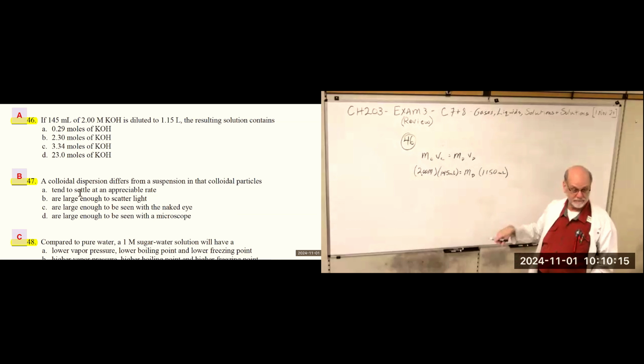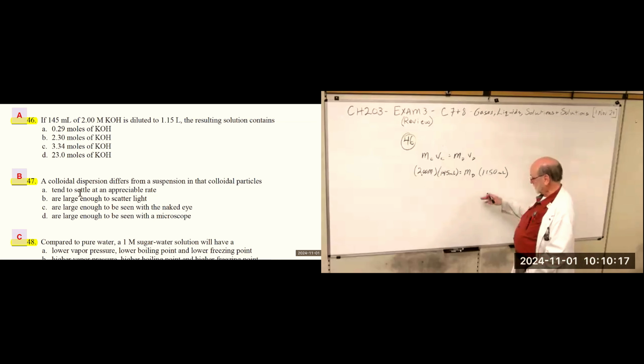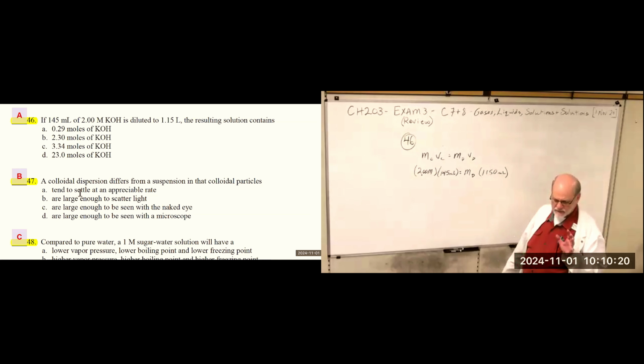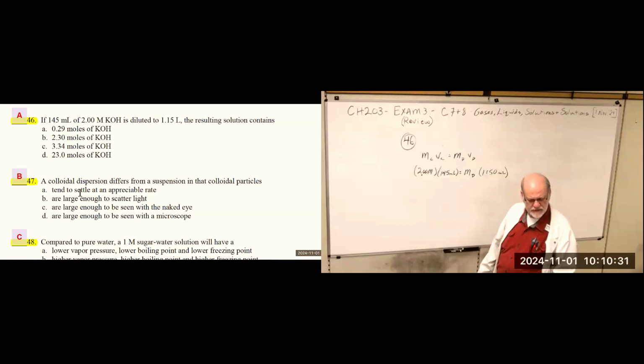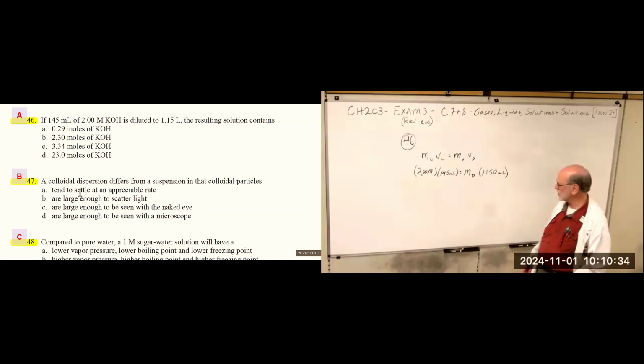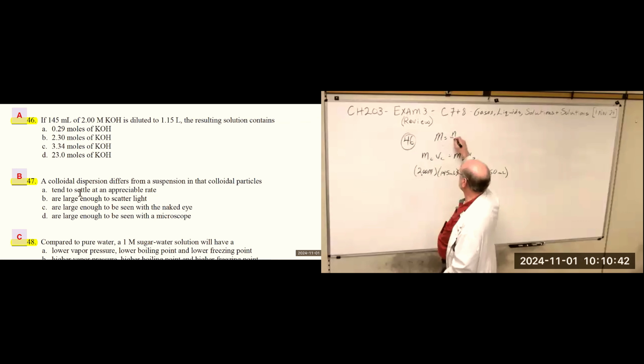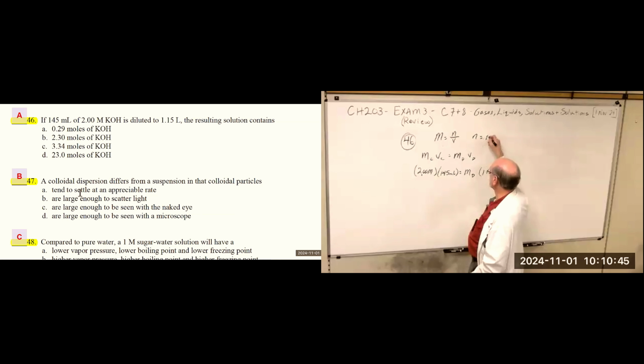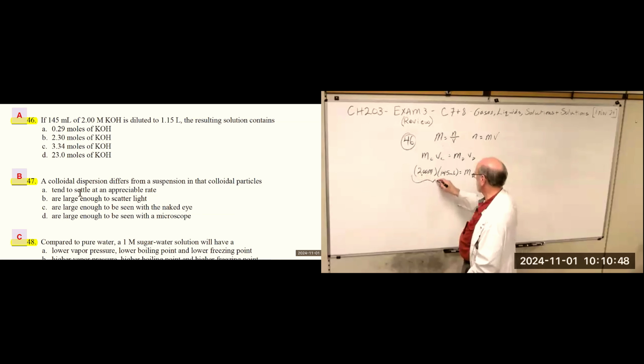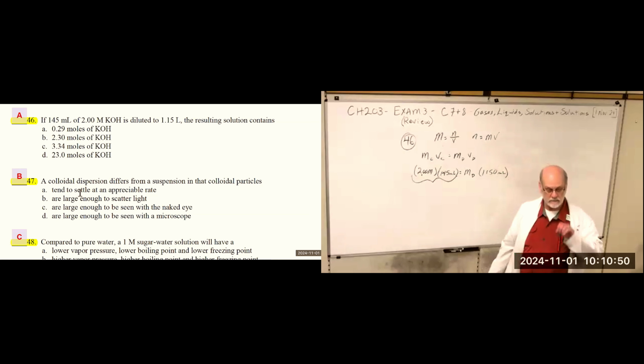Move the decimal place 3 to the right. Okay, so now we can find the molarity, but you know what? The resulting solution contains a certain number of moles of KOH. We don't need to go this route. Because what is this going to tell us? If molarity equals moles per unit volume, then moles equals molarity times volume. We got that right here, don't we? We don't have to go the whole dilution route.